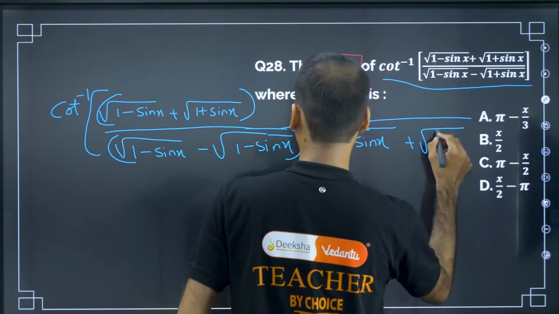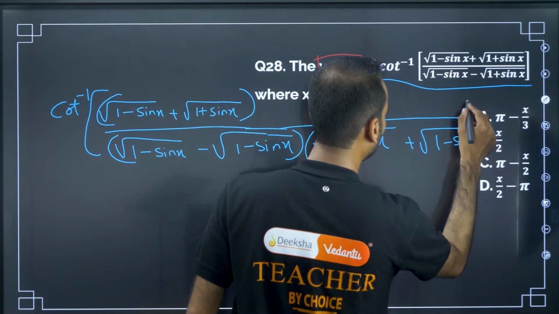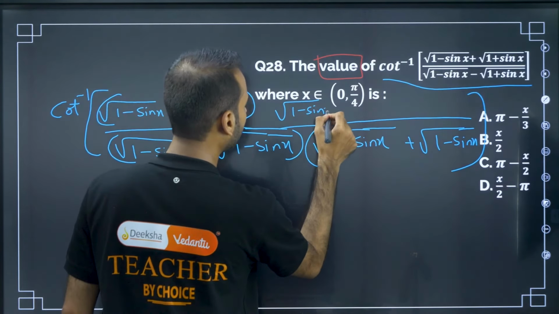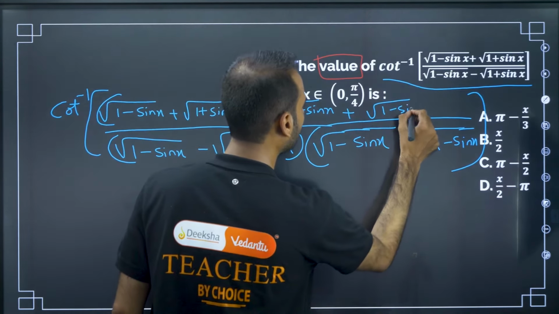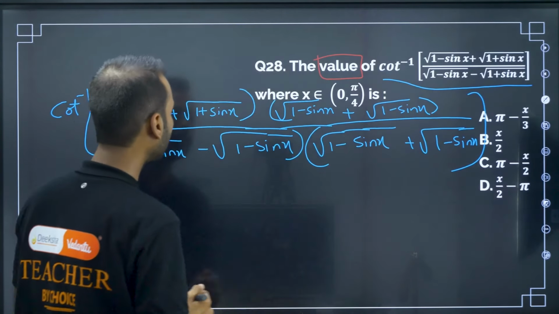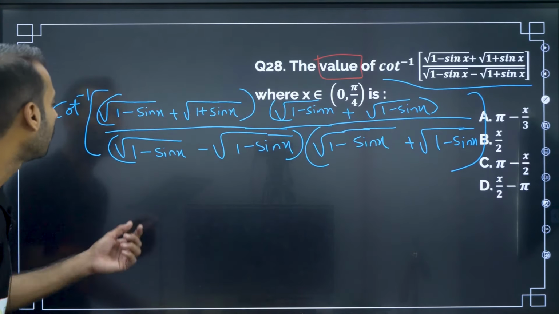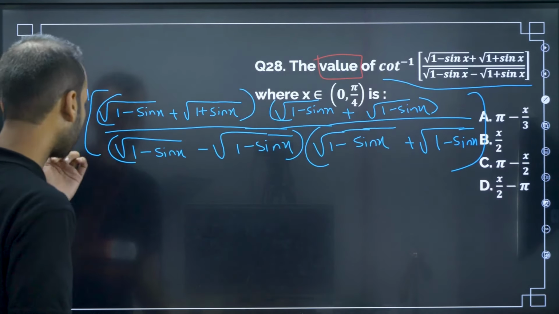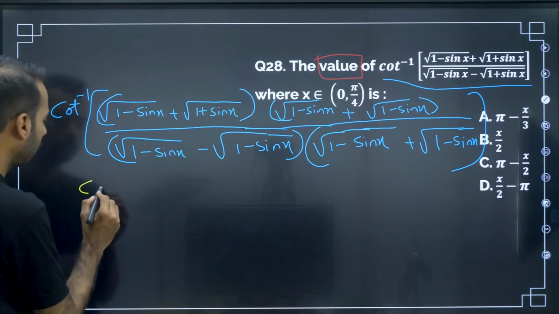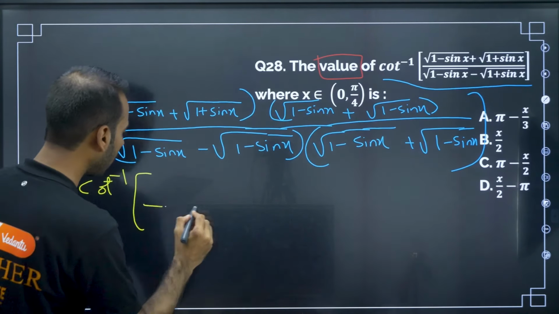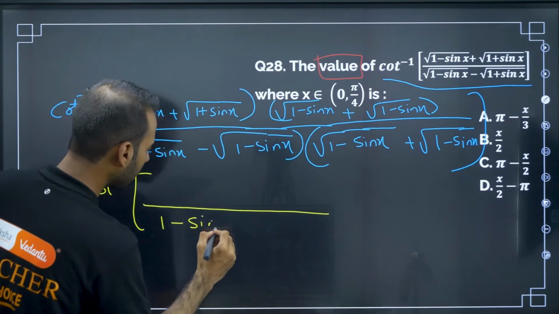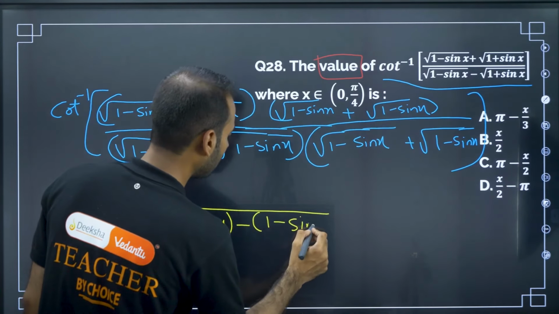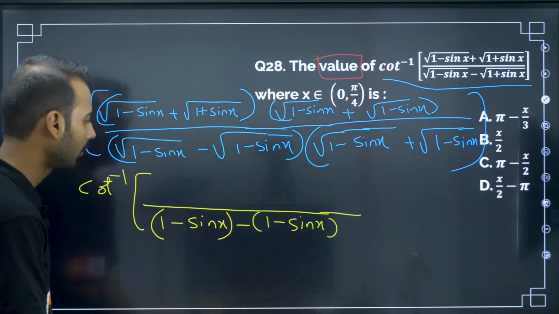Here it is plus root of 1 minus sin x. So here root of 1 minus sin x plus root of 1 minus sin x. Here I am multiplying this numerator and denominator with its conjugate. The moment I multiply, the denominator simplifies to (a minus b)(a plus b), so a square minus b square means 1 minus sin x minus 1 minus sin x, 2 sin x.